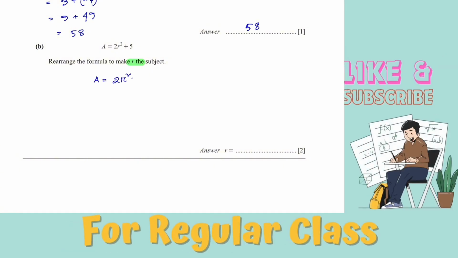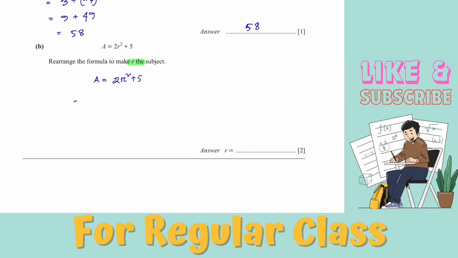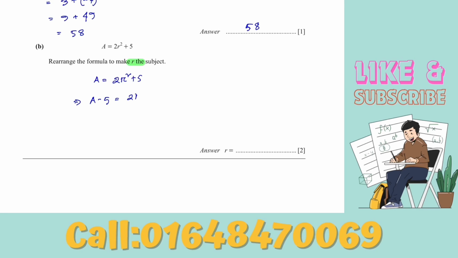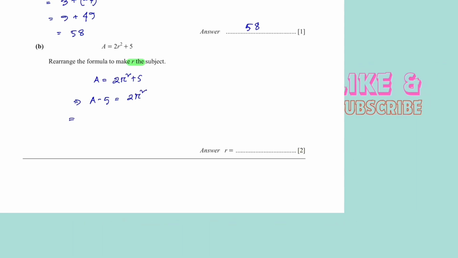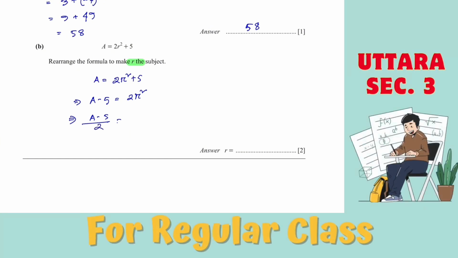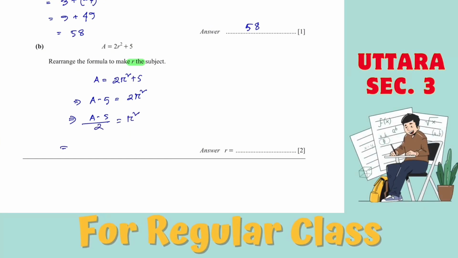So a equal to 2r square plus 5. ওকে, সো 5 কে আমরা এই পাশে নিয়ে আসলে কি হবে, a minus 5 is equals to 2r square. ওকে, সো 2টা দিয়ে ডিভাইড দিলে কি হবে, a minus 5 divided by 2 equal to r square.